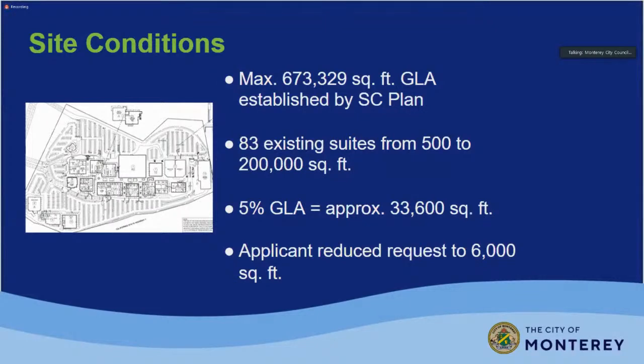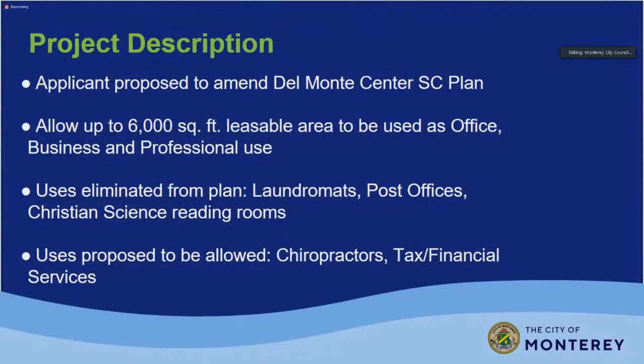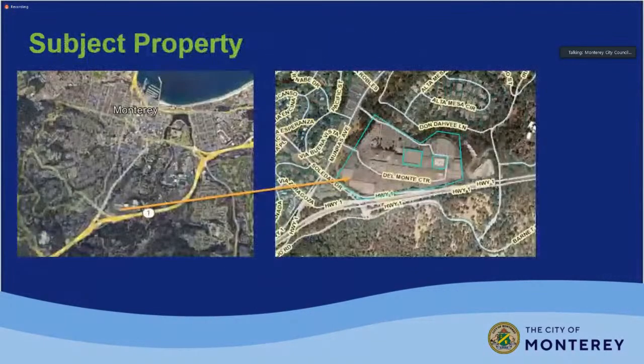Right. And the real difference here is these uses, doctors, lawyers, dentists, architects, and accountants, would generally still be prohibited, with the exception that we're adding chiropractors as specifically allowed, as well as tax and financial services. Okay, so all those other uses are still prohibited for the most part. Some sort of other office could come in to occupy the space. Okay, good. I just wanted to understand the math on that slide.